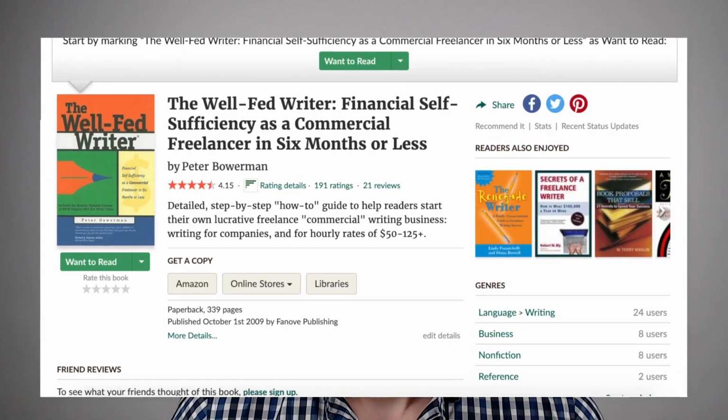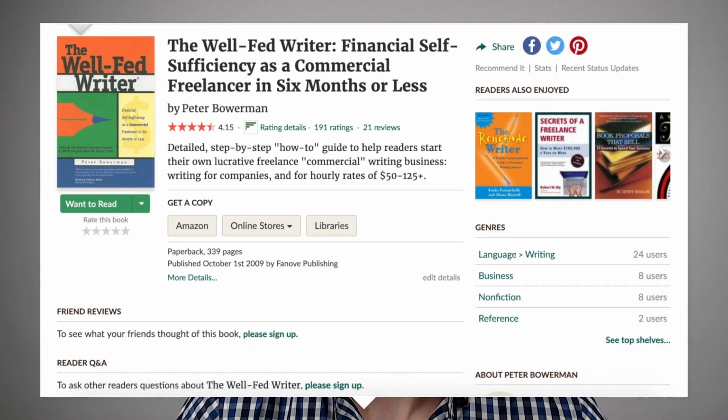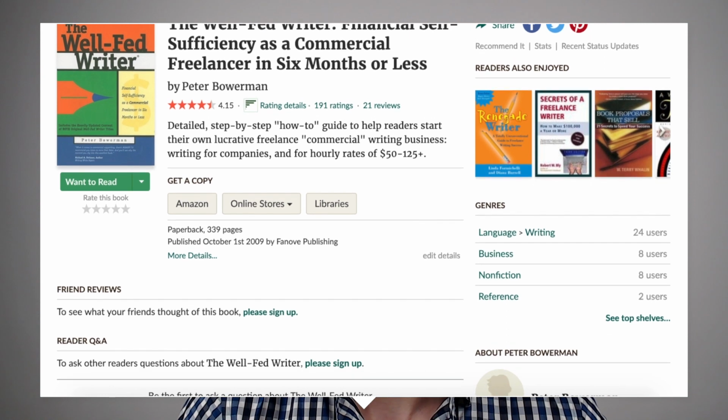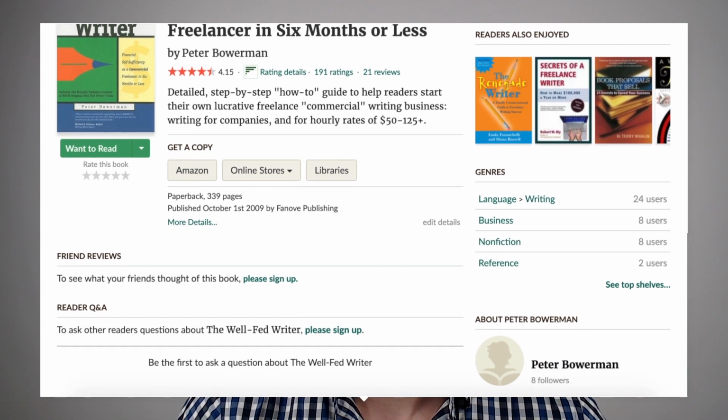And finally, a more practical book that will also help you make money as a writer. This one's called The Well-Fed Writer: Financial Self-Sufficiency as a Commercial Freelancer in 6 Months or Less. And it's written by a guy called Peter Bowerman. Simply read this if you want to learn how to make money as a writer, how to pitch clients, how to get paid what you're worth, and how to not lose your sanity in the process.